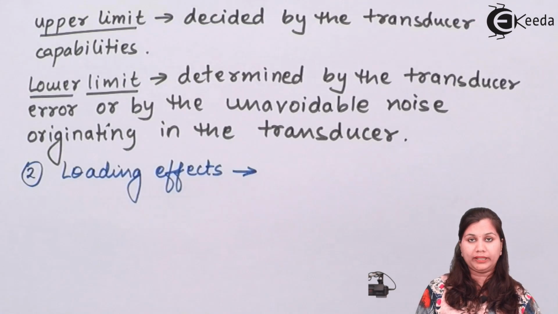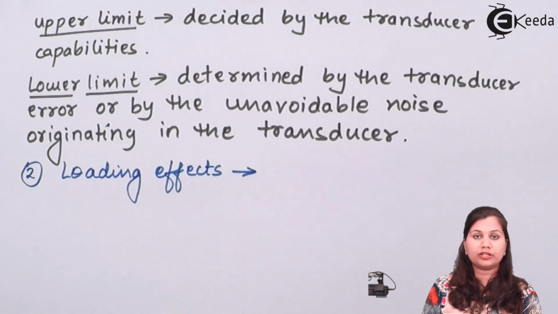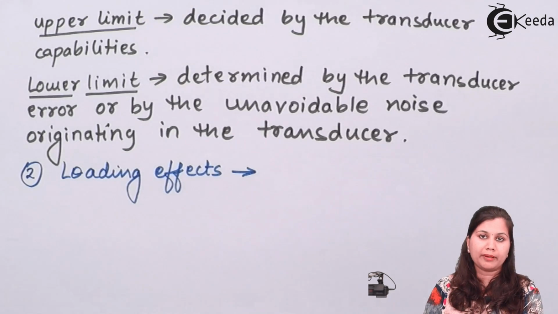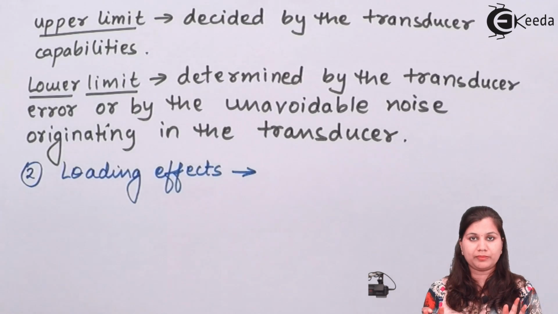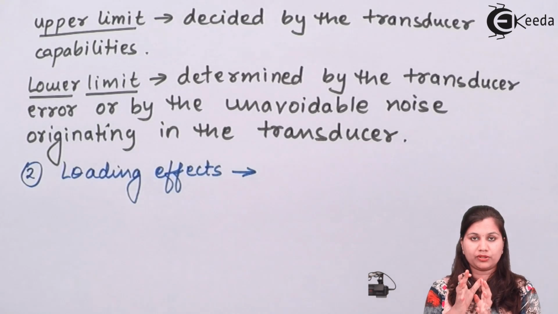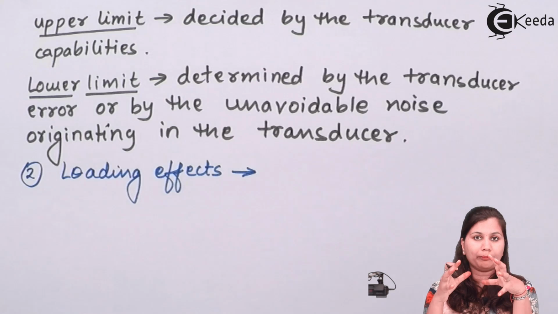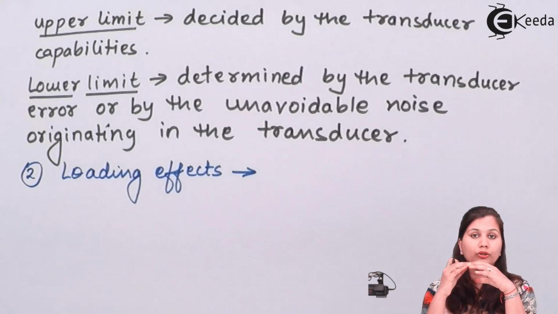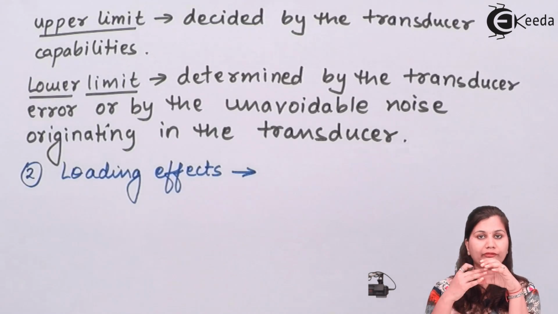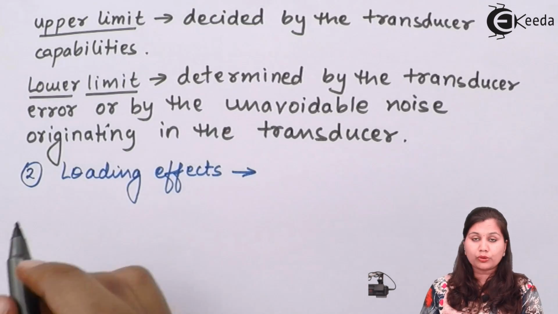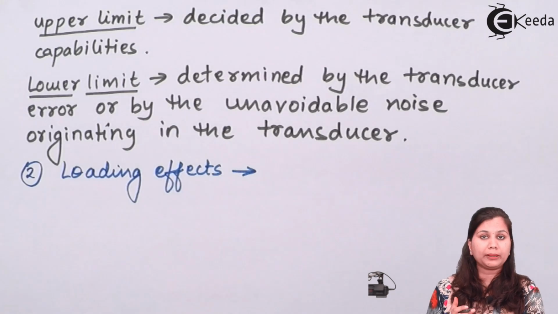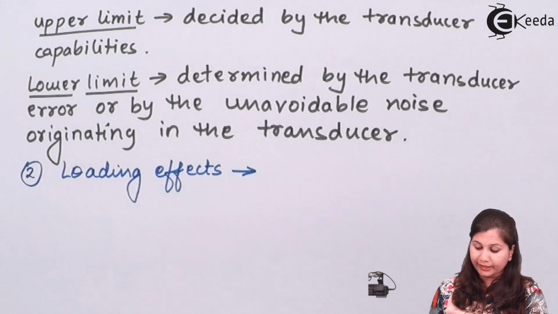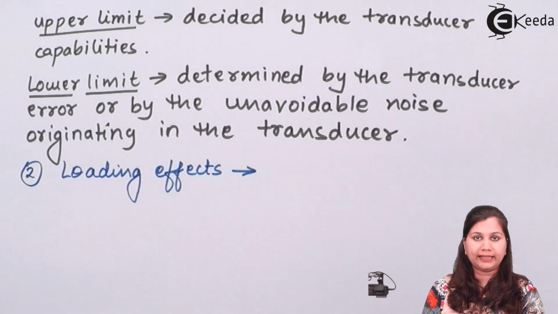If we talk about loading effects, ideally a transducer should have no loading effect on the subsequent stages in the measurement system, because in a measurement system not only a transducer is there but also several other components are present. So it is expected that the transducer should not load the other stages after the transducer. To have no loading effects, the output impedance of the transducer should be very high. Then only the loading effects will be neglected.